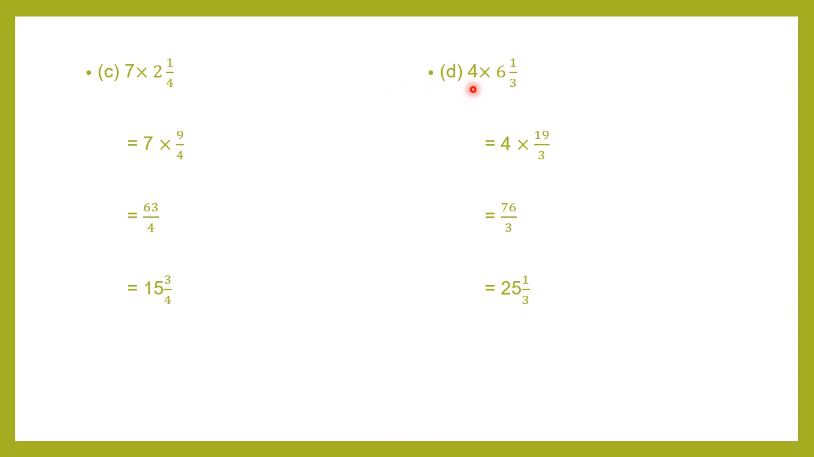Question number D. 4 multiplied by 6 1 by 3. Again convert 6 1 by 3 to an improper fraction. 6 threes are 18. 18 plus 1, that is 19 by 3. So 19 fours are 76. 76 upon 3. So when you divide you will get 25 1 by 3. So the division part, both, you have to do yourself, and check whether the division is correct and the mixed fraction is correct or not.